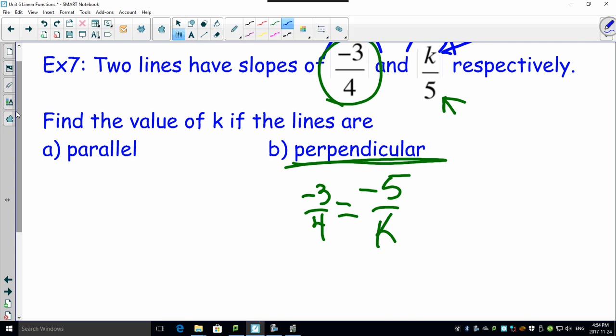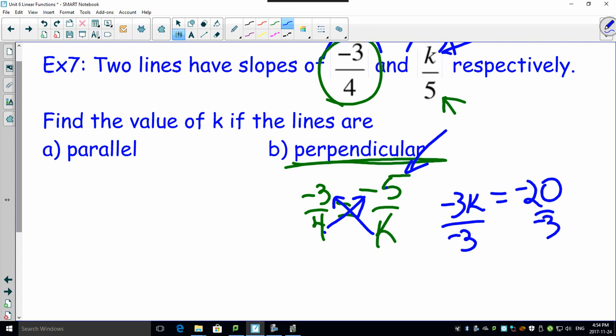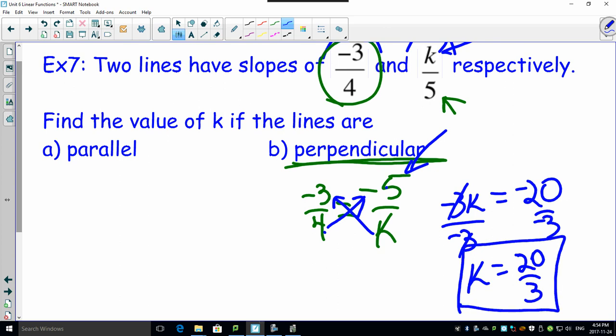Okay, so what does this mean? Same thing as before. Boom, boom. I just happen to take the negative reciprocal of that guy. So I've got -3k equals 4 times -5, which is -20. And if you look, the signs are going to work out here just perfectly. That gives you k equals -20 over -3, which is now just plain 20 over 3. That's the k value.